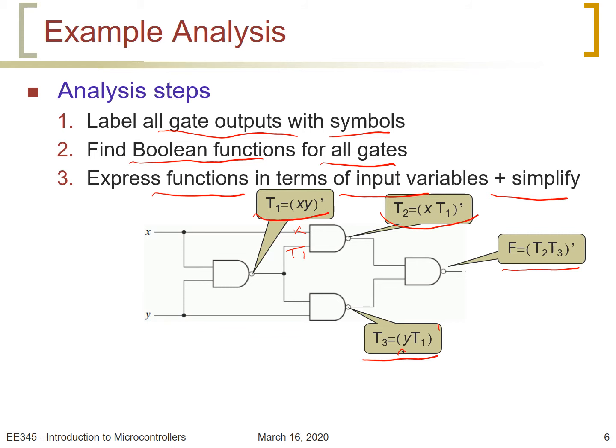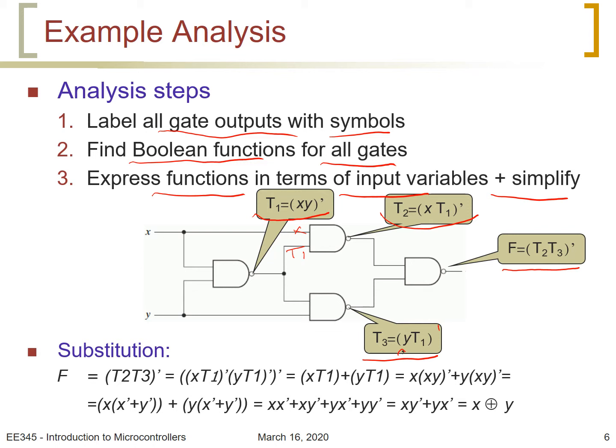In order to find F now, we write down F equals (T2 T3)'. So we substitute T2 as X T1' and T3 as Y T1', and when we employ De Morgan's law, we get X T1 plus Y T1, and this is equal to X(XY)' plus Y(XY)'. And then by applying De Morgan and the distributive law, we find that this is XY' plus X'Y, and this equals X exclusive OR Y. So now we can conclude that this circuit is an exclusive OR circuit. So the function F equals X exclusive OR Y.